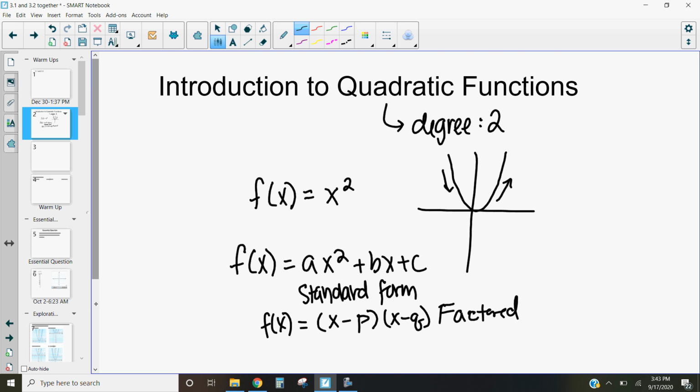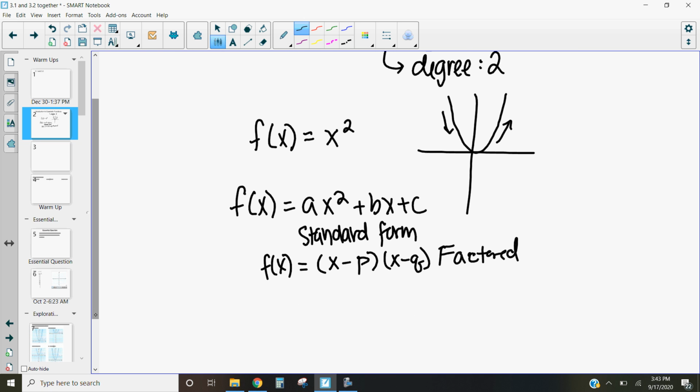And we also will be talking about another form called vertex form, and that vertex form is going to look very familiar to the function of an absolute value, but instead of our absolute value signs, we have parentheses, so that vertex form is going to be something like this. Okay, so this is called a vertex form.